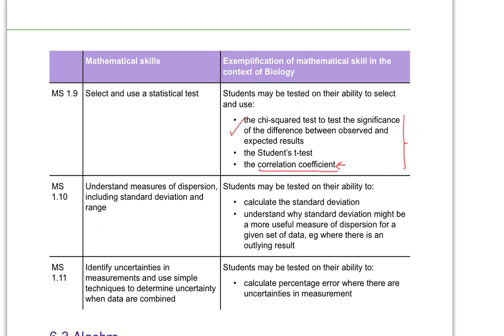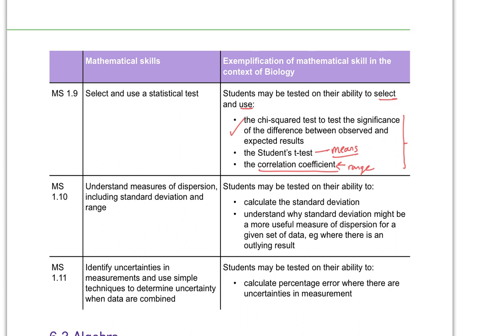Yeah, students may be tested on their ability to select and use. So you need to know when to use the stats test. I always think student t-test, I do that first. That's when I've got two means, mean values. Correlation is when I could draw a line graph. So I've got a range, and chi-squared's all about individuals, or it's not t-test or correlation.